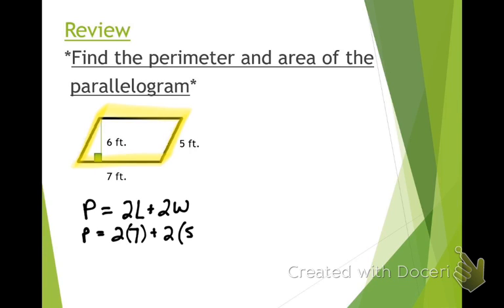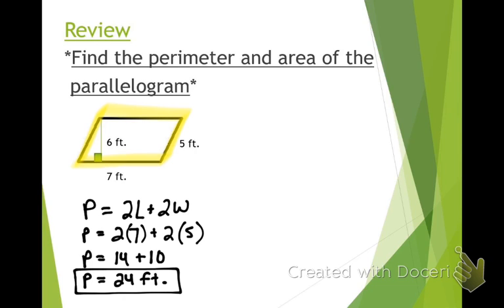So 2 times 5. Just the girls, what is 2 times 7? 14. Ladies, what's 2 times 5? 10. Gentlemen, what's my perimeter? 24 feet. Should it be feet squared? No. Why not? You're not finding the area. You're just finding the outside perimeter, okay?